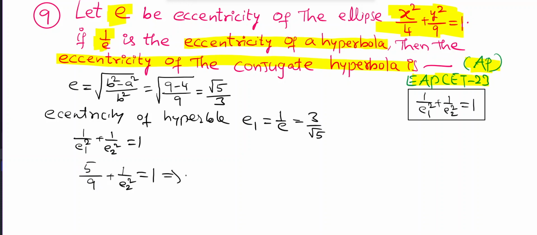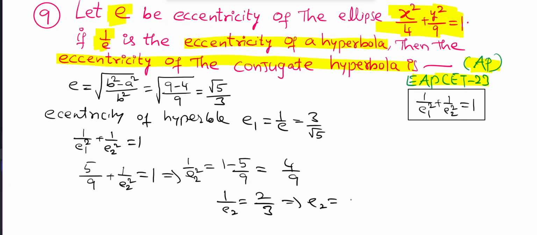From this, 1 by e2 square is equal to 1 minus 5 by 9, that is 9 minus 5, 4 by 9. From this, 1 by e2 is equal to 2 by 3. So from this e2 is equal to 3 by 2. This is the eccentricity of the conjugate hyperbola.